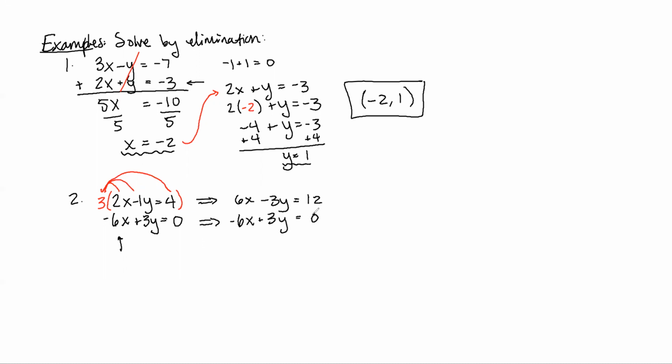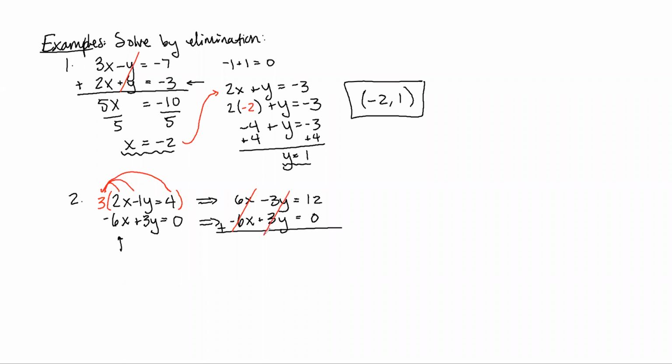Let's go ahead and now look at what we have. So this is a special case because if you look at the x's and the y's, they're both opposites. That normally won't happen unless you have this special case, but we do have opposites. So let's go ahead and add these two equations. So if we look at our x's, 6x plus -6x, those cancel. So those guys cancel. -3y plus 3y, those also cancel.